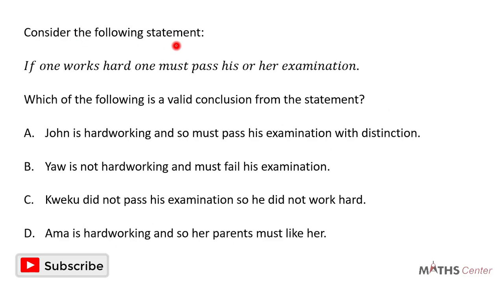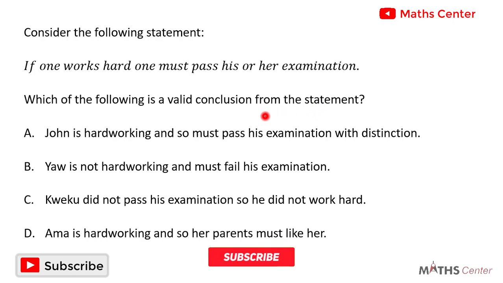Consider the following statement. If one works hard, one must pass his or her examination. Which of the following is a valid conclusion from the statement? We have 4 conclusions. The first one is John is hardworking and so must pass his examination with distinction.